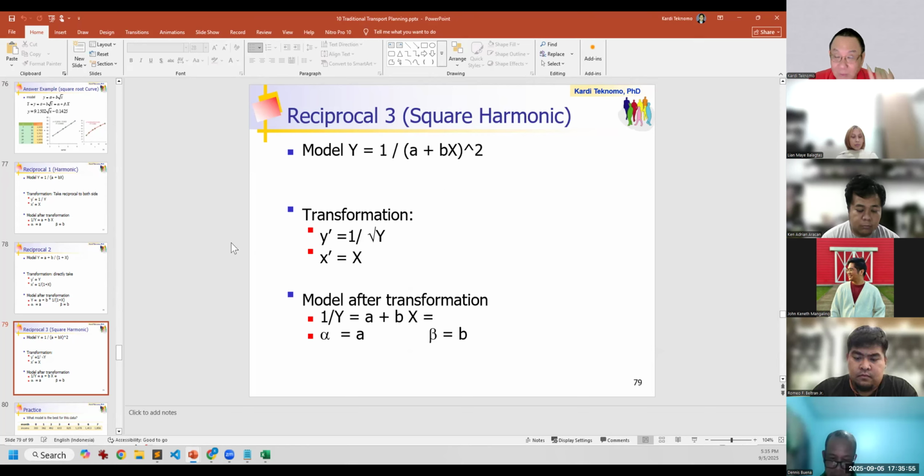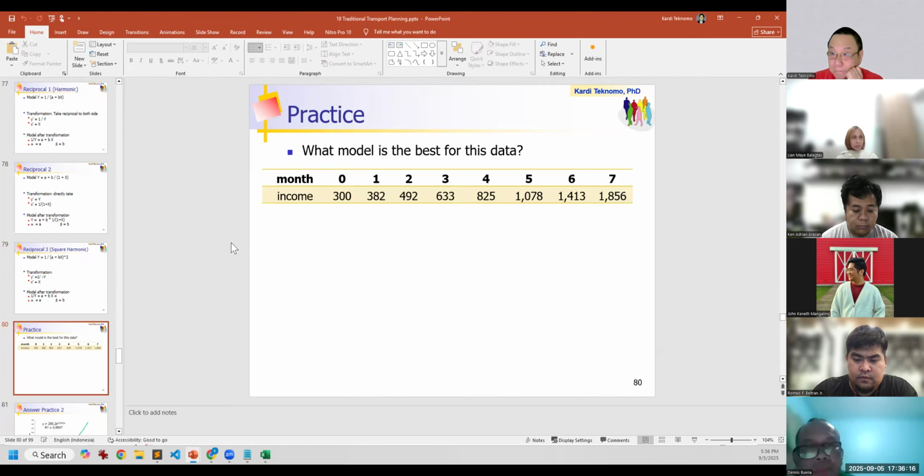So the R square is still the same. The way to do the t-test and so on is still the same. The only difference is that this non-linear model, you transform into a linear model. Any question?